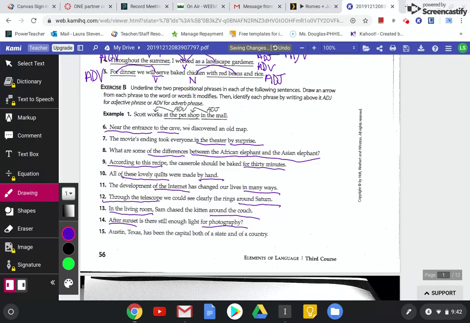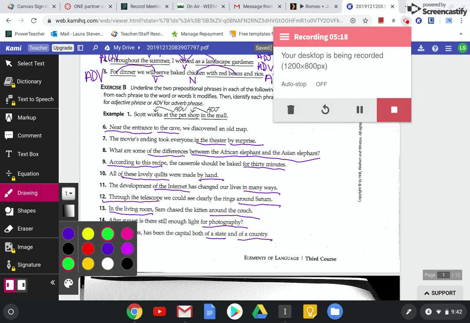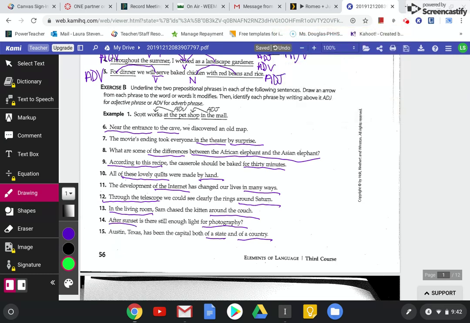It's loud. And the last one we have is of a state and of a country. Okay, so now I'm getting ready. Hopefully my video doesn't run out of time here. Okay, good. I'm good. Okay, near the entrance to the cave.